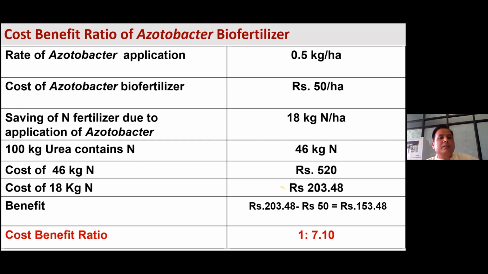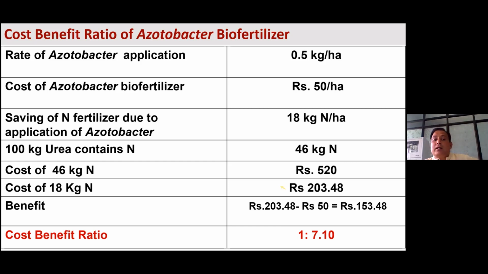biofertilizer. Here I have given one example of azotobacter. You see, the rate of azotobacter application is 0.5 kilogram per hectare, and this 0.5 kilogram will cost around 50 rupees. That means for 1 hectare we have to spend only 50 rupees. And by adding this azotobacter, we can add 18 kilogram nitrogen per hectare.